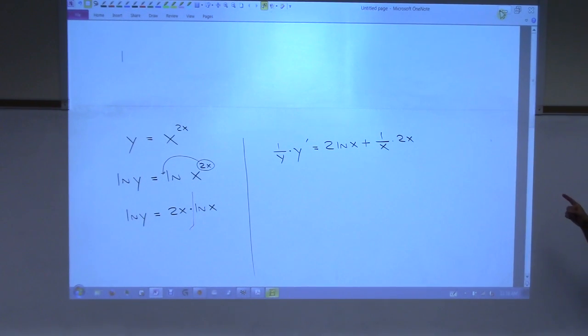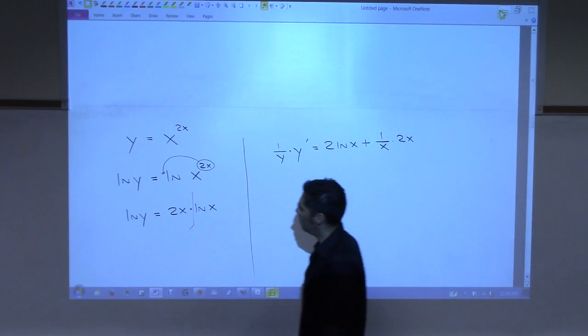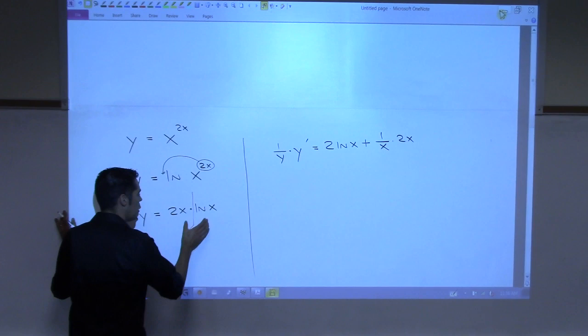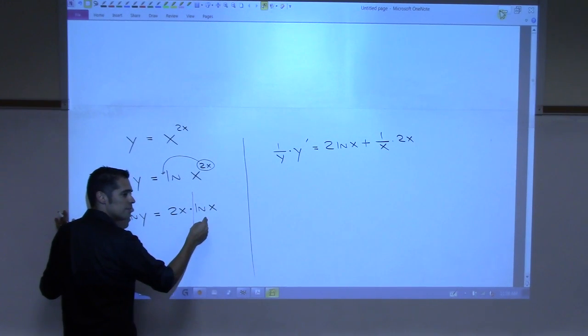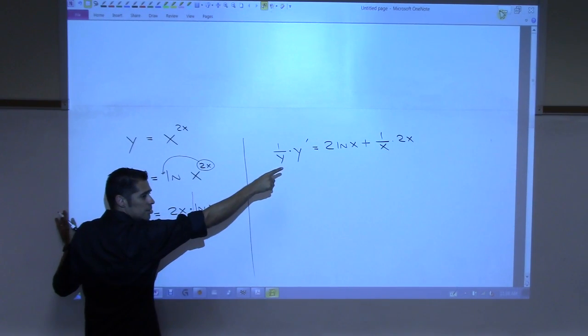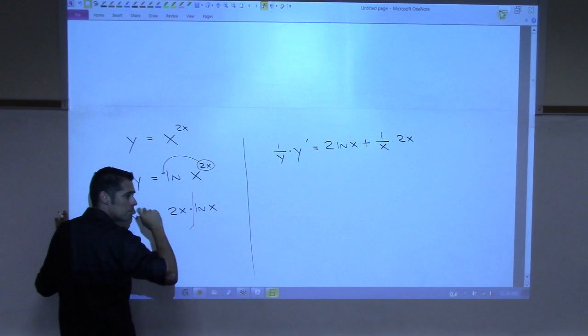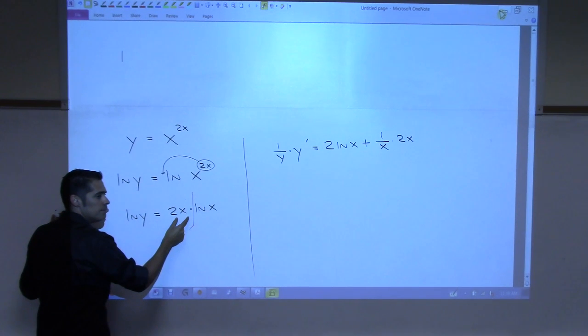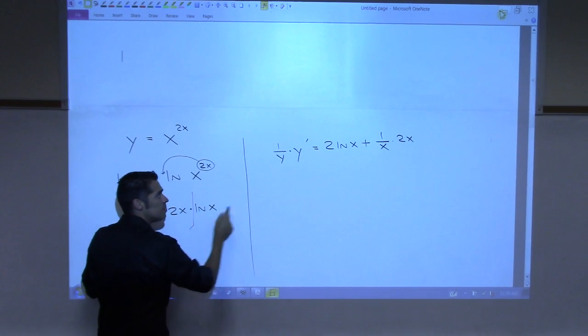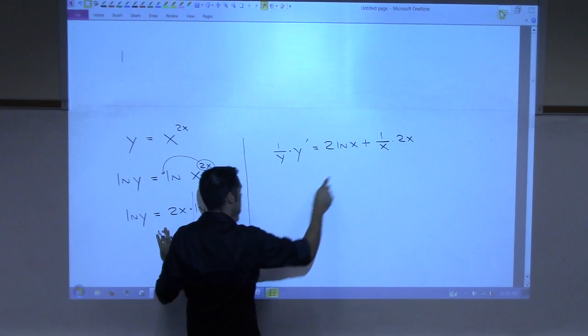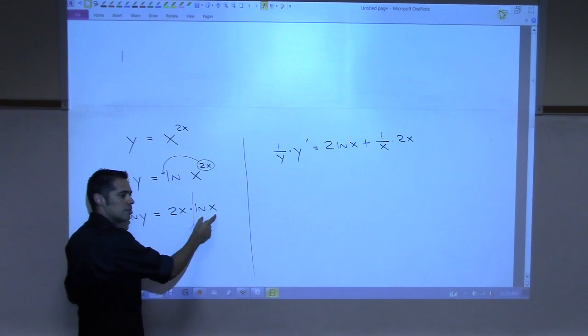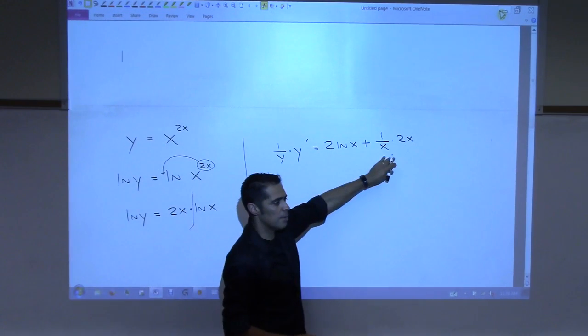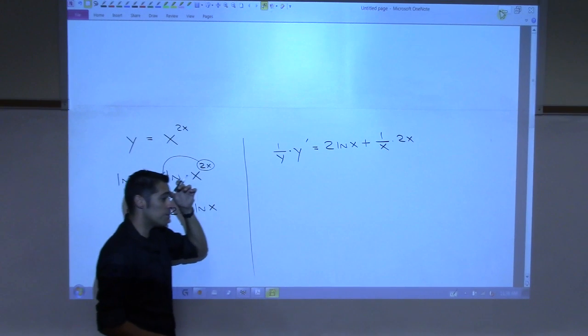Is that all right, though? Why did you go for the ln x before you went for the 2x? Why did I go for the ln x? I did the product rule: derivative of this times this. Derivative of this is 2, 2 times this. And then plus the derivative of this, which is 1 over x, times this. That's this part. That is the product rule right there.